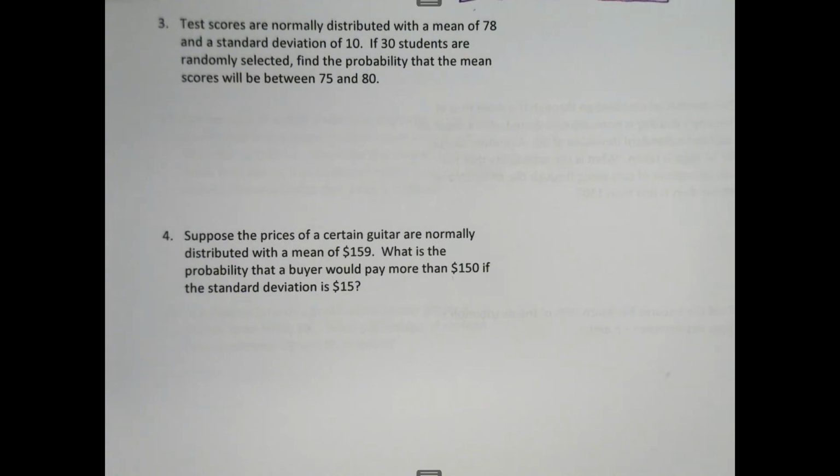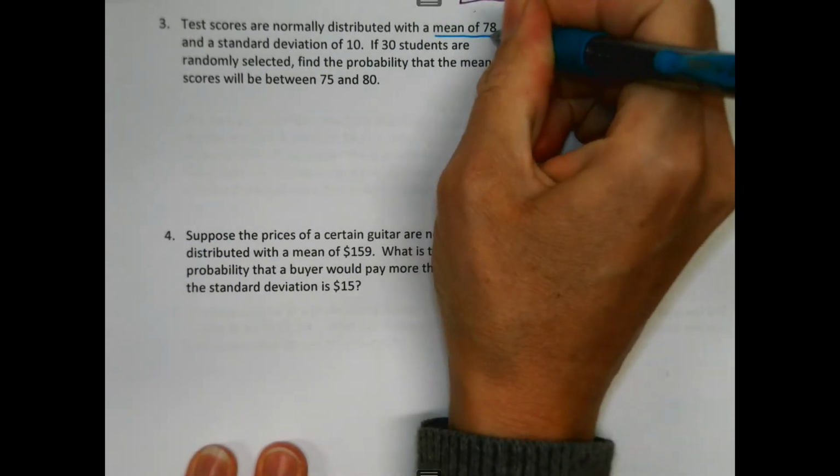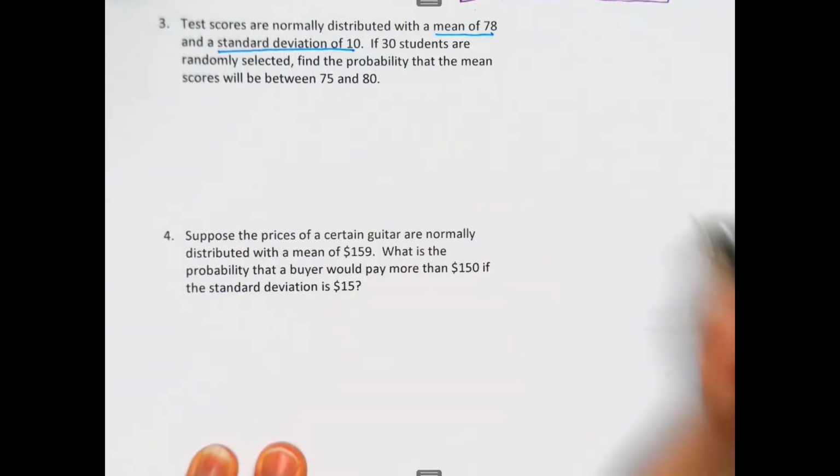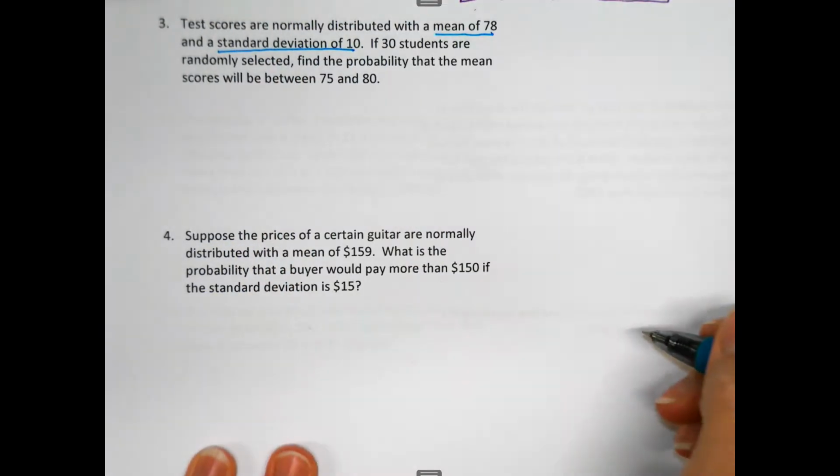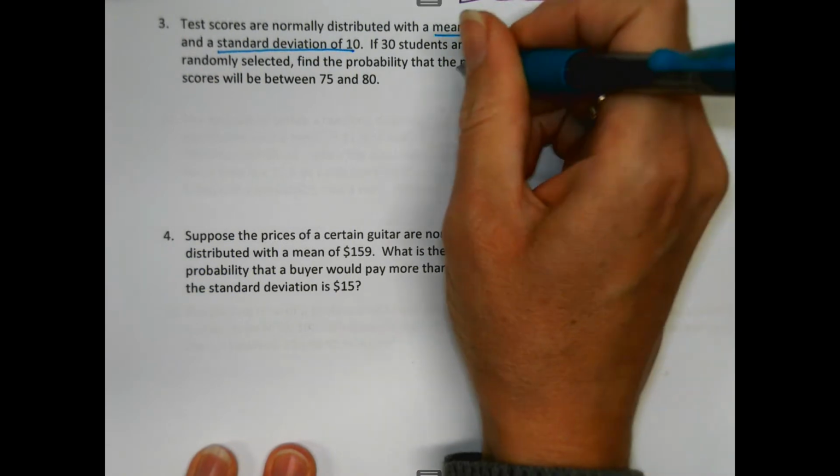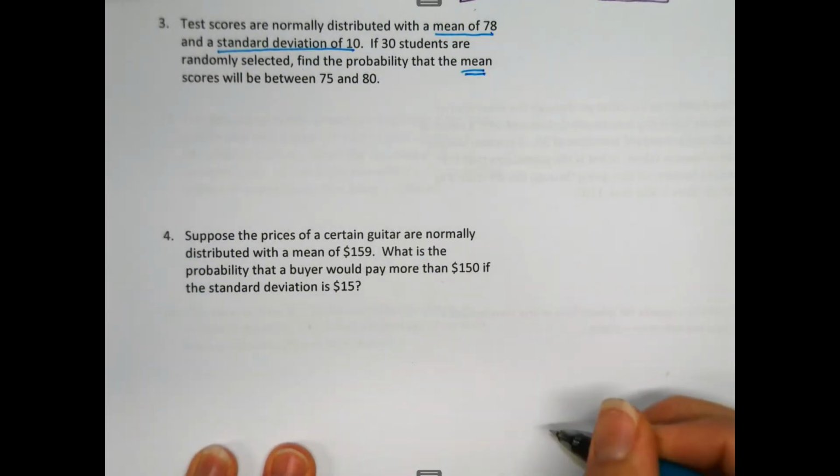Test scores are normally distributed with a mean of 78 and a standard deviation of 10. If 30 students are randomly selected, find the probability that the mean scores will be between 75 and 80.